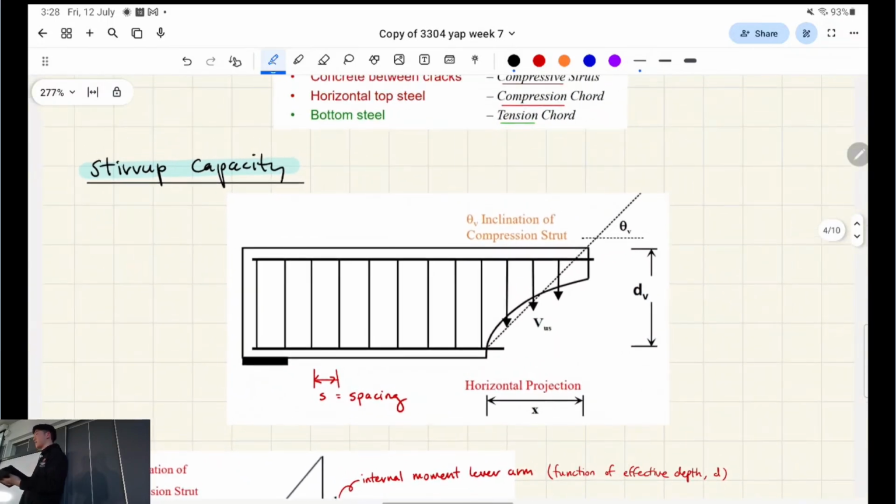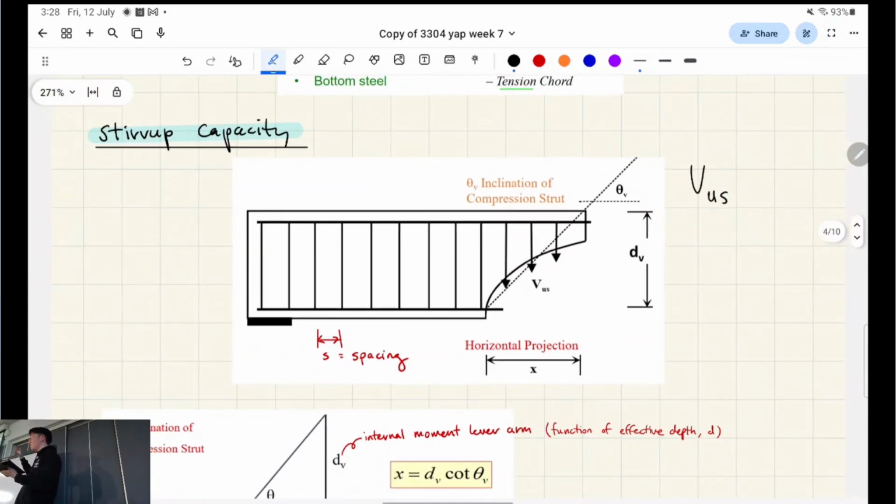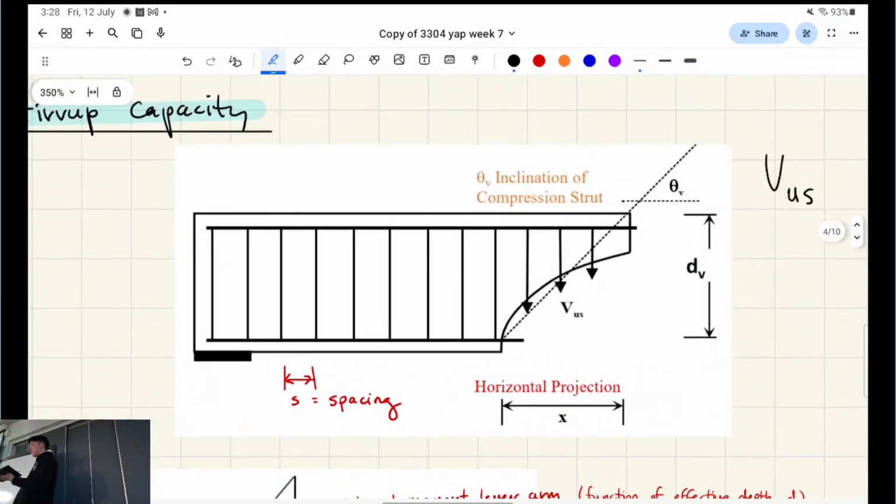So with our stirrup, how we calculate the capacity of the stirrup. So again, we're talking about VUS, right? So that's steel component. There's a few random Greek letters that you're gonna have to get familiar with here, right? And what they all mean, because they're quite abstract concepts, right? Firstly, spacing. So spacing is probably the most intuitive.